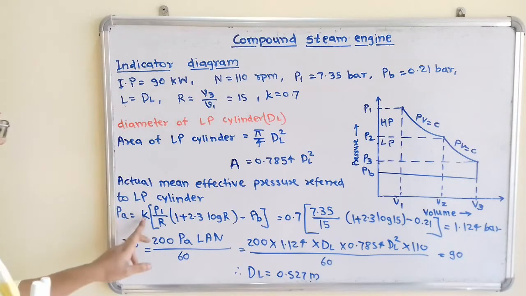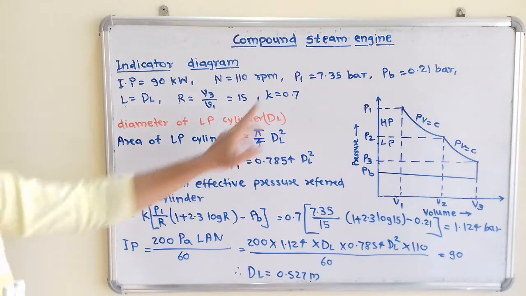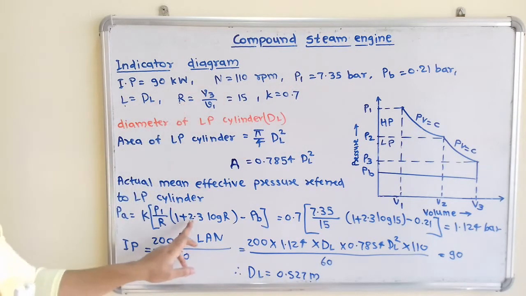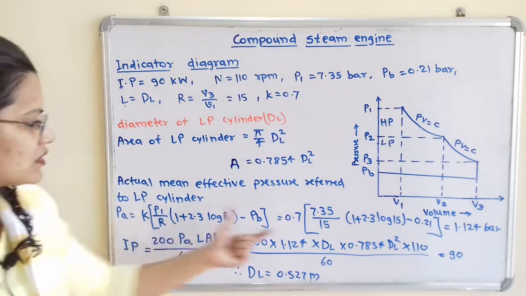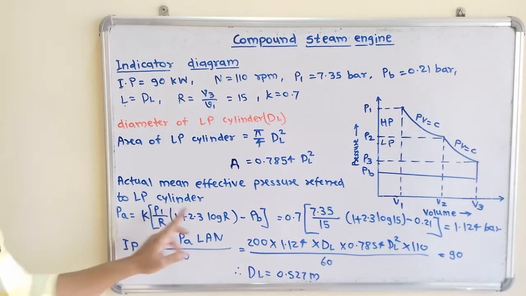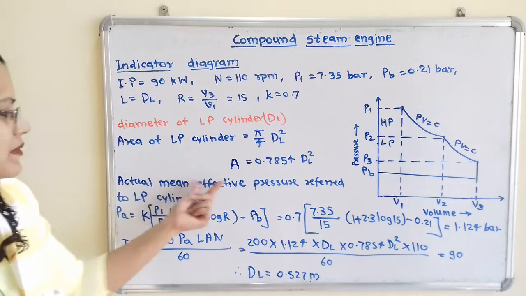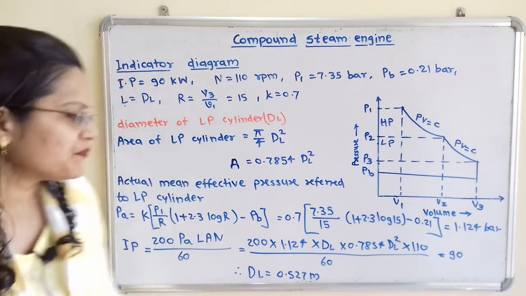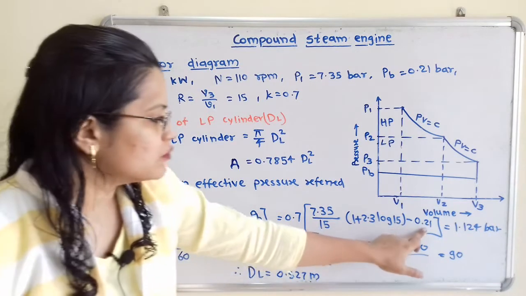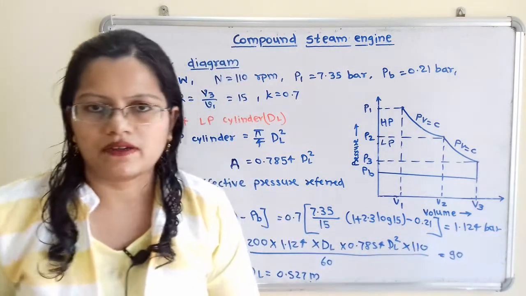Now if we observe here, K, that is the diagram factor, is given, P1 and R are also given, then PB is also given in the data. So we will put these values. Now here pressure P1 and PB are mentioned in bar. So here the actual mean effective pressure unit will also be the same, that is the bar. So when we put the values, then we will get the answer 1.124 bar.